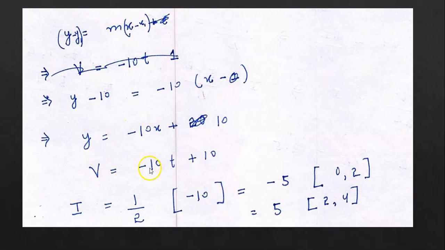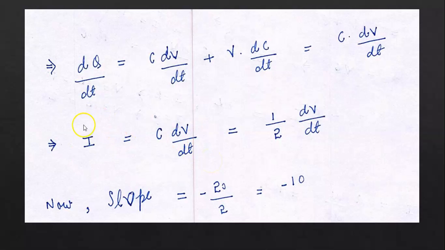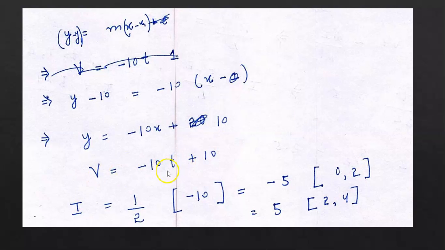So v is equal to minus 10t plus 10. Now substituting this equation of the voltage waveform in I is equal to C dV by dt, C is equal to 1 by 2, so I is equal to 1 by 2 dV by dt. Now dV by dt will be equal to minus 10, because V is equal to minus 10t plus 10, so its differentiation with respect to time will be minus 10. Therefore I will be equal to 1 by 2 into minus 10, which is equal to minus 5. Now this is for time 0 to 2 seconds.